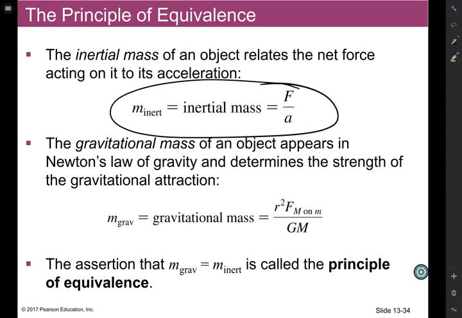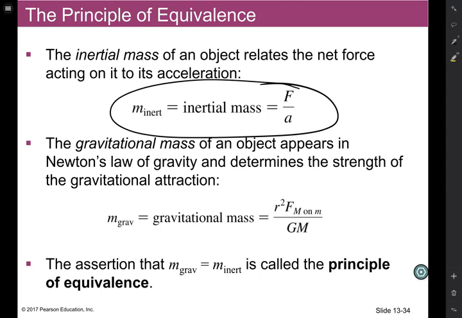It's called the inertial mass, right? If I apply a certain force, what acceleration do I get? But there's another way now that we can define what mass is. And that's this idea of gravitational mass, which is how strongly does this object attract another one gravitationally?